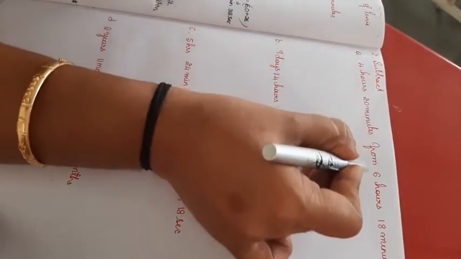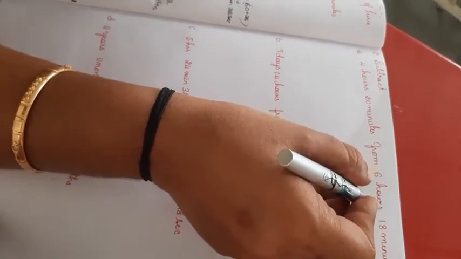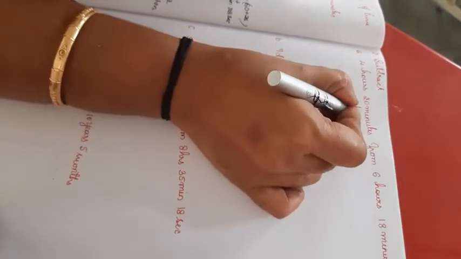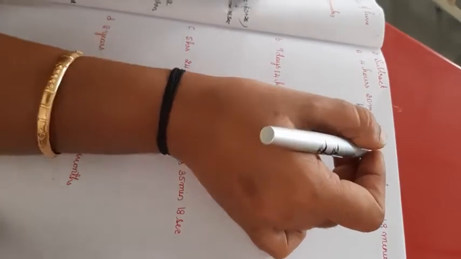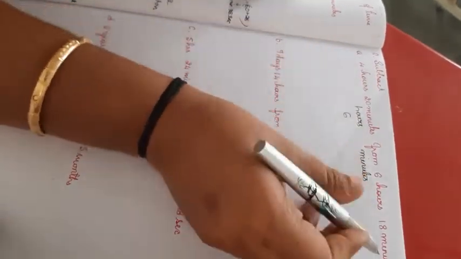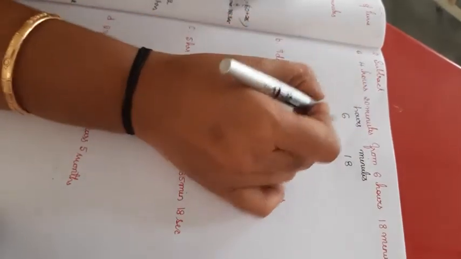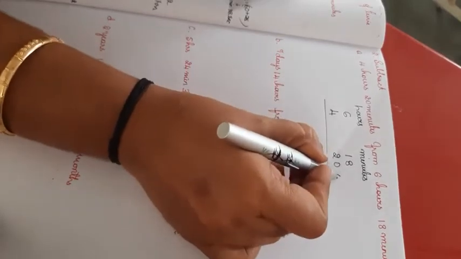Subtraction is the same way. See here, 4 hours 20 minutes to be subtracted from this. So first you should write it down: first hours and then minutes. First I have to write 6 hours 18 minutes, then 4 hours 20 minutes. What should you do?